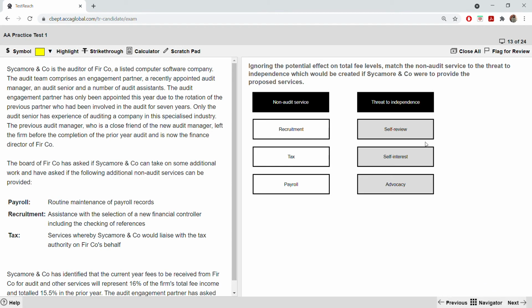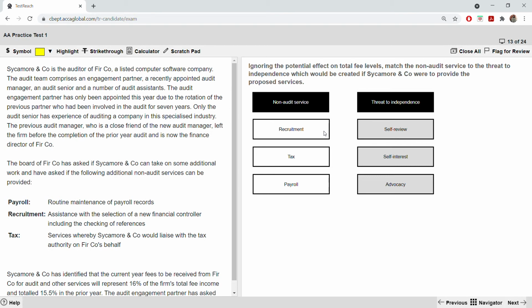Next, ignoring the potential effect on the total fee level, match the non-audit service to the threat to independence which would be created if Skyamore and company were to provide the proposed services. So you have to match this with this. That means you have to take the white box and place it on the gray box. So the 3 types of non-audit services are tax, payroll and recruitment. For them, what is the threat to independence? If it's recruitment, what is it? If it is tax, what is it? If it is payroll, what is it?